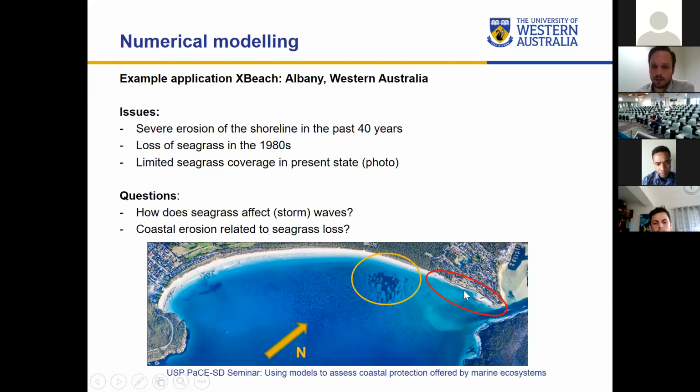If you can see it on the screen, there's a seawall that they constructed because there's a little town here, and it just kept on eroding. And they've had a lot of seagrass loss in the 80s. There's still a very healthy patch in this orange circle, but there used to be seagrass all around. So they're wondering, is the loss of seagrass the cause for this erosion, or is it something else?